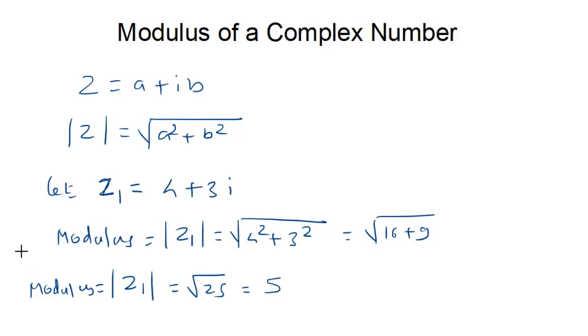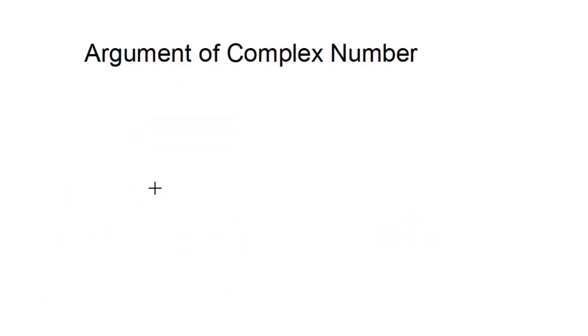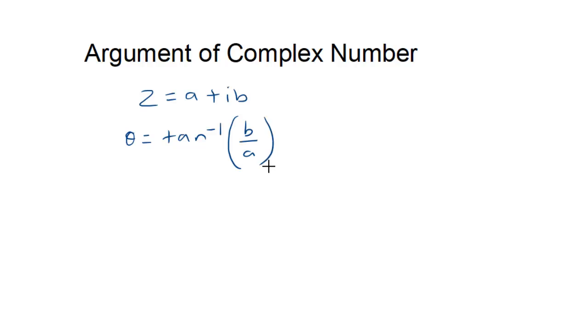Now let us understand what is meant by argument of a complex number. Argument of a complex number is an angle, and if the complex number is again a plus ib, then the argument, which is an angle theta, is nothing but tan inverse of b upon a. That is the imaginary part divided by the real part.